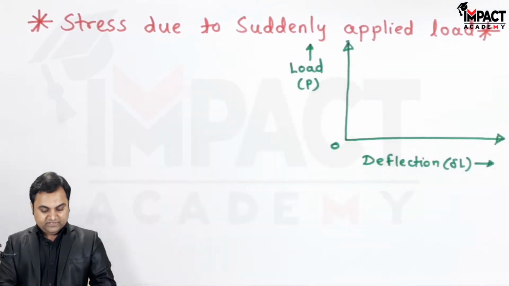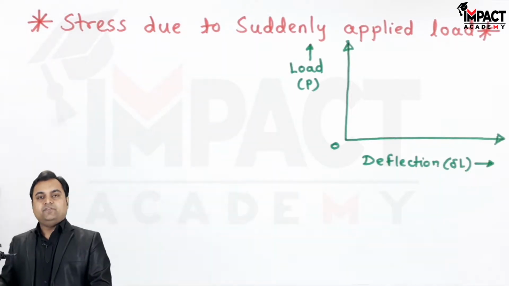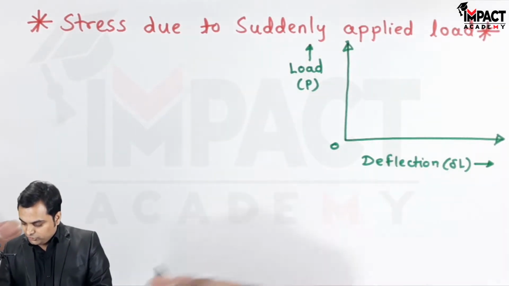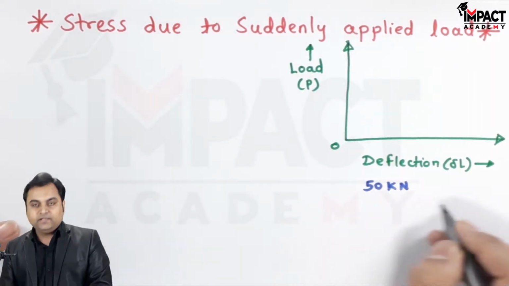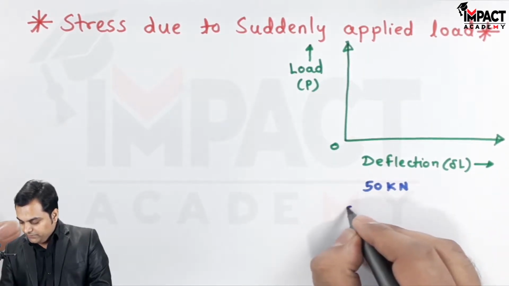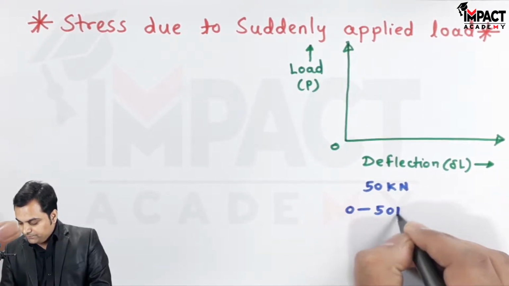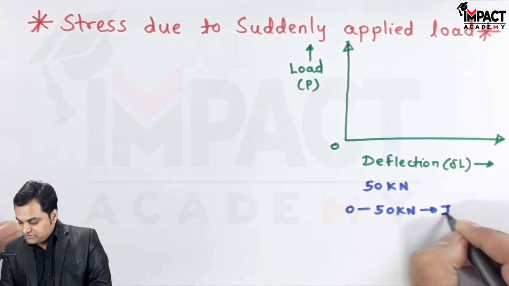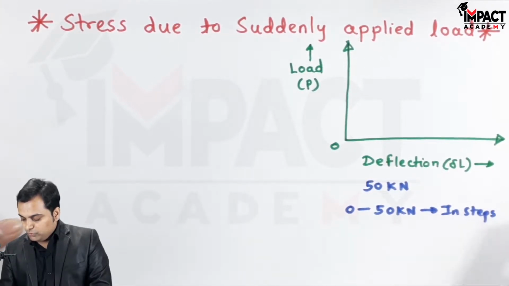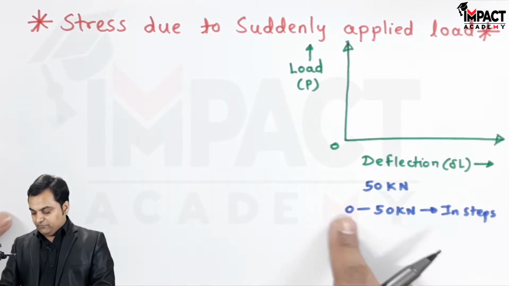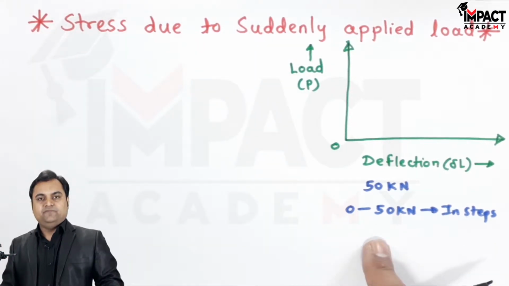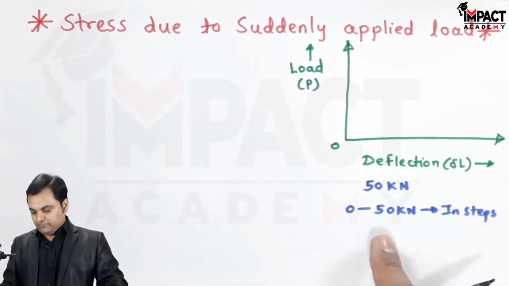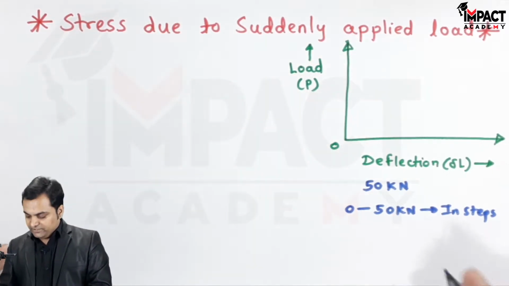Now, what is the meaning of suddenly applied load? Suppose in case of gradual loading, we want to load a material up to 50 kilonewton. Then in case of gradually applied load, the loading would be from 0 to 50 kilonewton in steps. That is, the load would not be increased suddenly, but slowly, for example first 5 kilonewton, then 10, then 15, and it will go on increasing up to the maximum value, which is 50 kilonewton. That is for a gradually applied load.